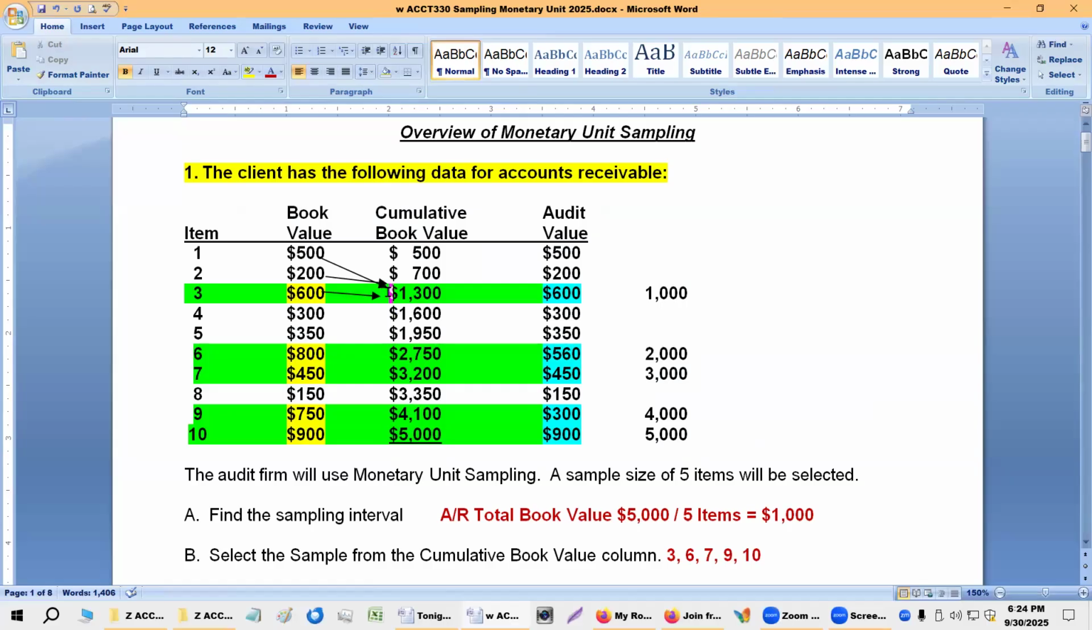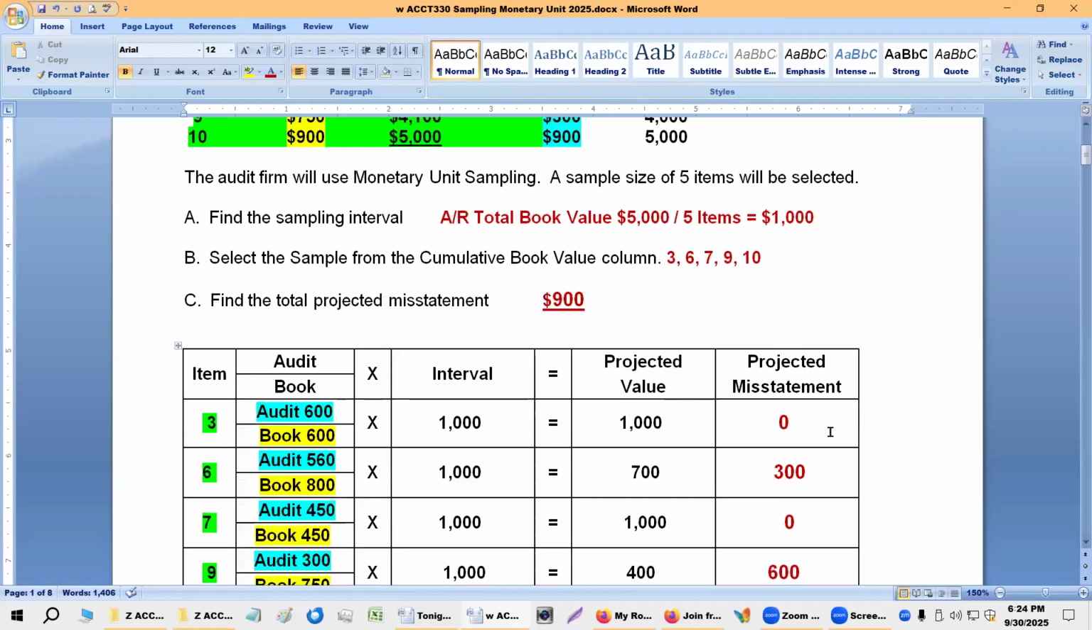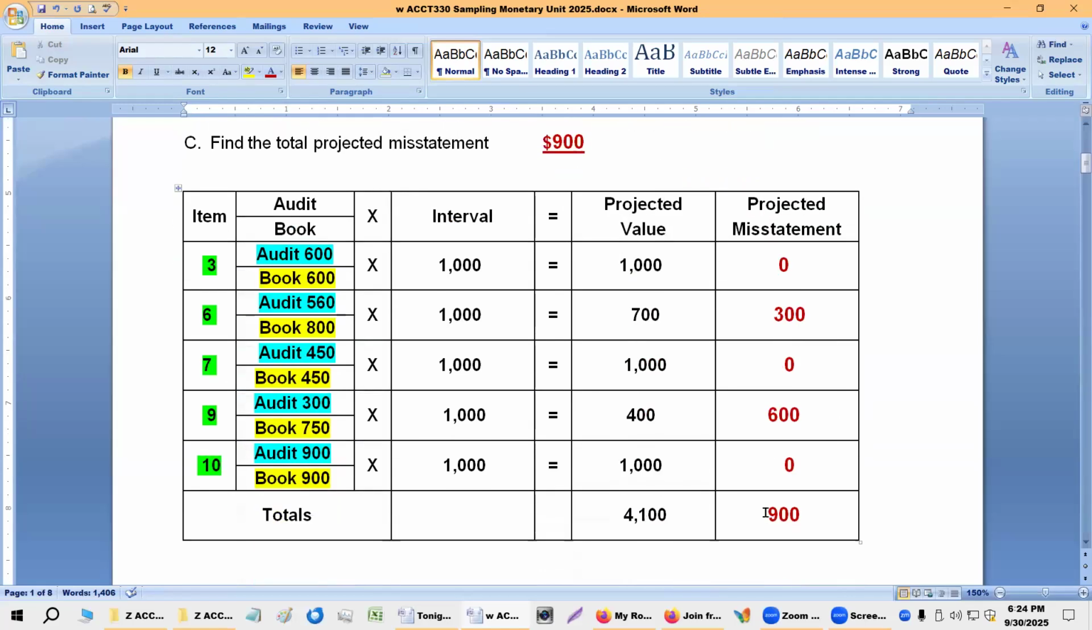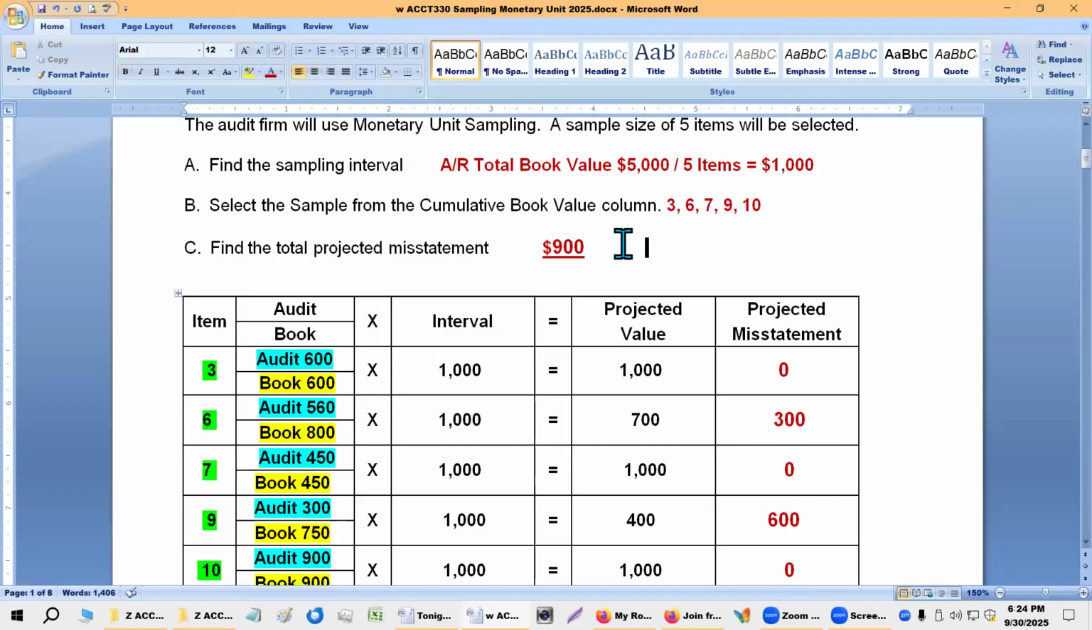Now, there are a few things about this that are important to note. First of all, this projected misstatement, is this an overstatement or an understatement? It's an overstatement. Yep, it's an overstatement.